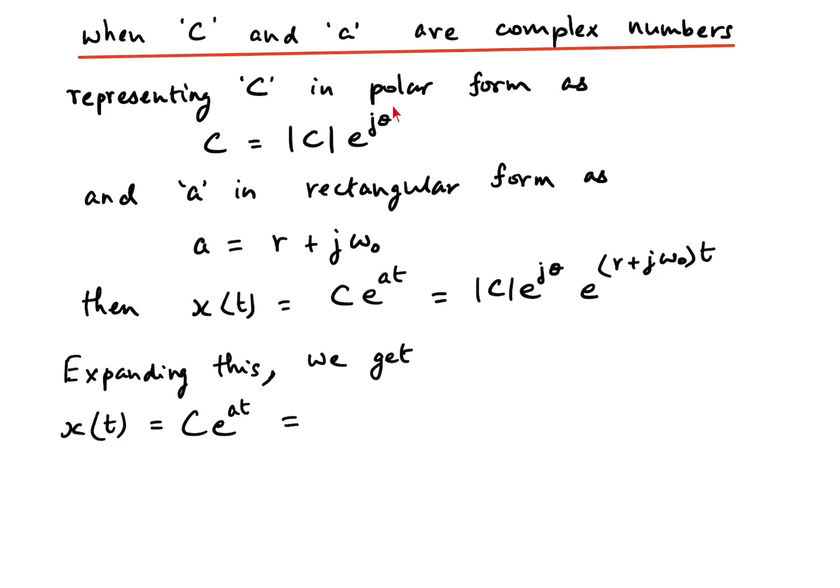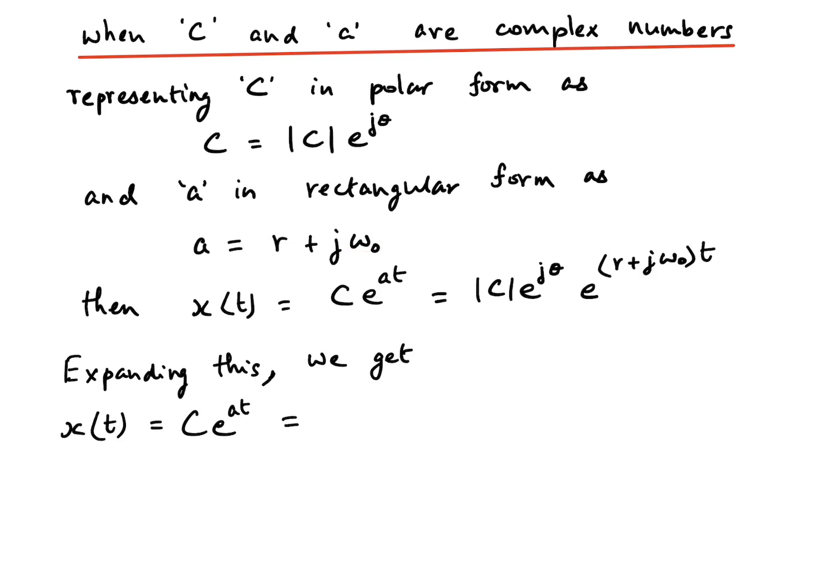So in polar form we have magnitude e power j times the phase. And in the rectangular form, we represent the number in terms of its real and imaginary parts. So the parameter a is represented in rectangular form as a equals r plus j omega naught, where r is the real part and omega naught is the imaginary part of this complex number.